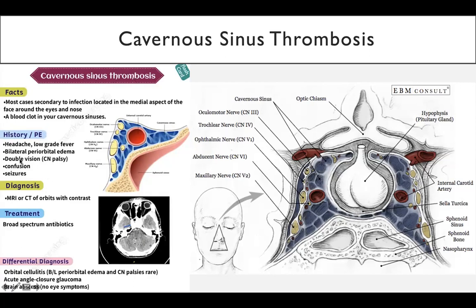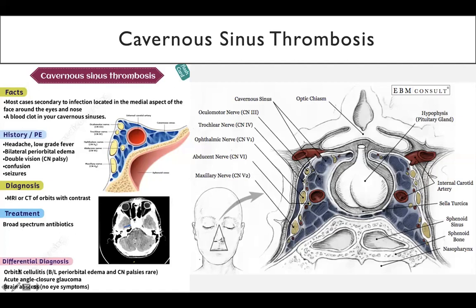This is the history. These are the complaints. On physical examination, you can find these. And diagnosis is by MRI or CT of orbits with contrast. So MRI or CT. So here you can see thrombosed cavernous sinus, CST. And treatment is broad spectrum antibiotics, to take care of that infection, so that it does not cause more thrombosis.